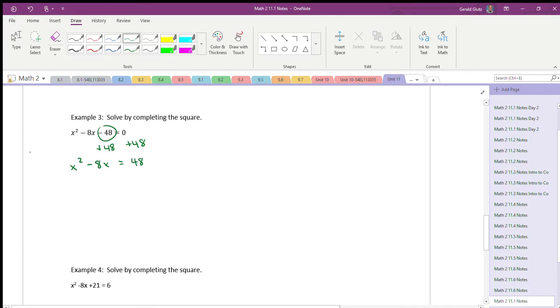Next, take half of b. Half of 8 is 4, and then we're going to square it. So 4 squared is 16, just like the last one. That's the number I'm going to add to both sides to create a perfect square on the left. So x squared minus 8x plus 16 is equal to 48 plus 16, which is 64.